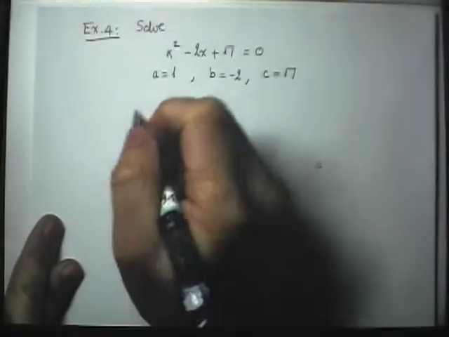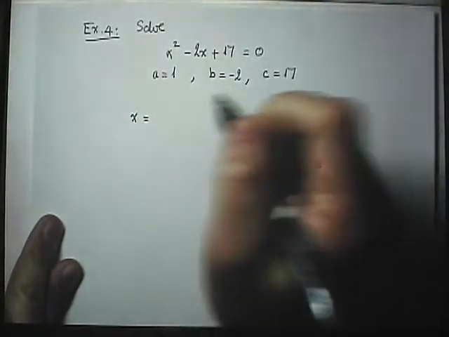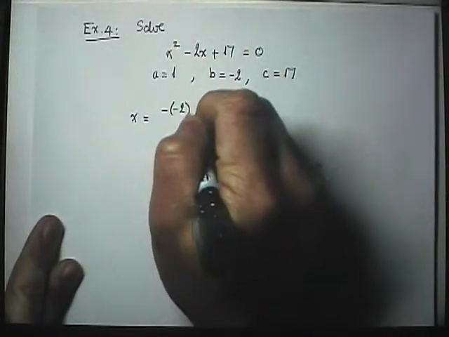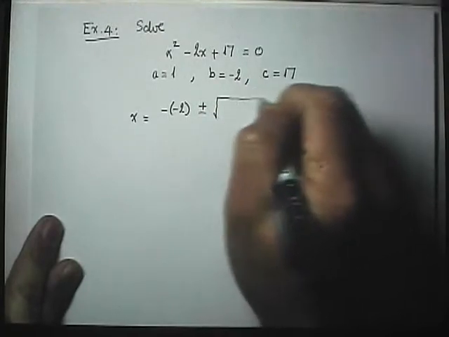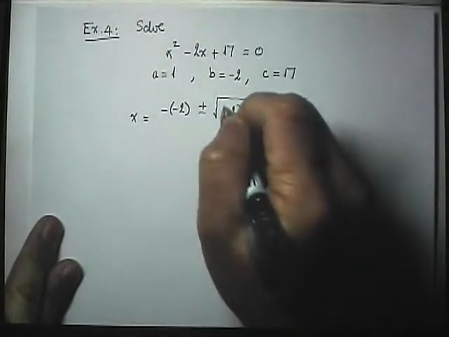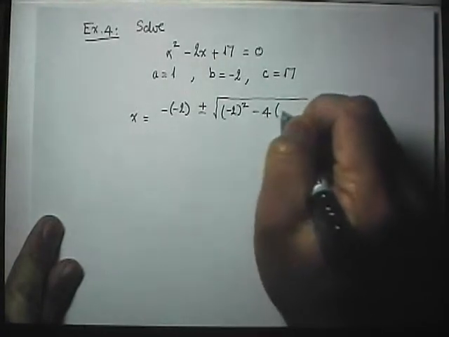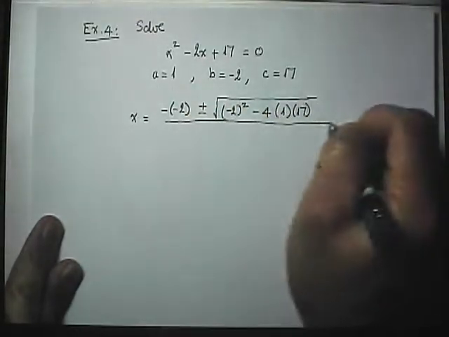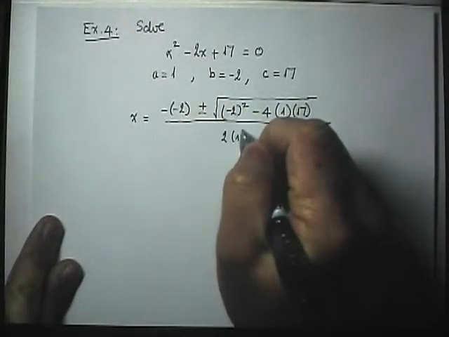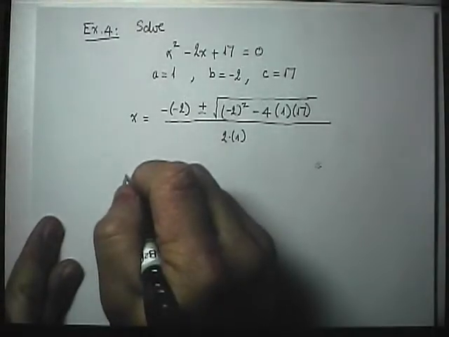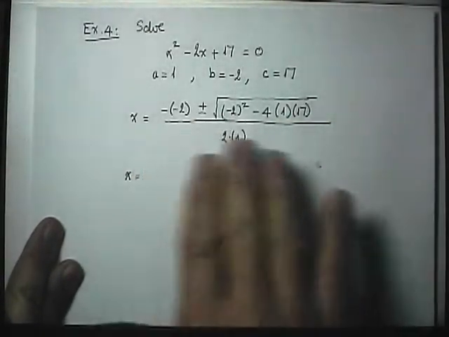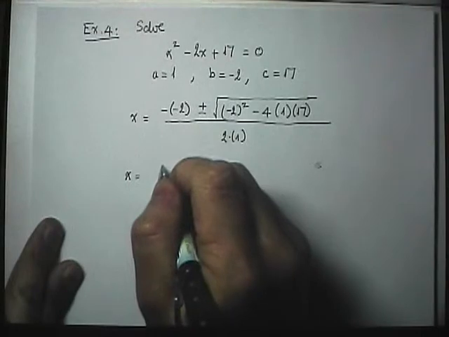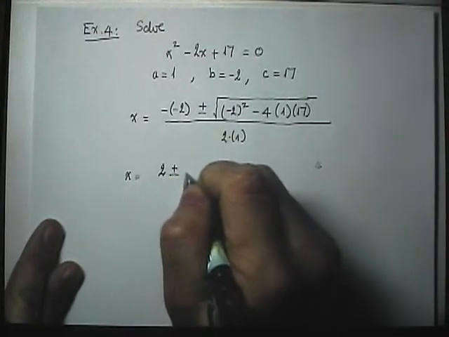For the quadratic formula, I have to verbalize it one more time. Minus b, in this case minus negative 2, plus and minus the long square root of b squared, which is negative 2 squared, minus 4 times a times c, all divided by 2 times 1. Continuing to evaluate the whole formula, minus negative 2 gives me positive 2, plus and minus, and here comes the long square root.